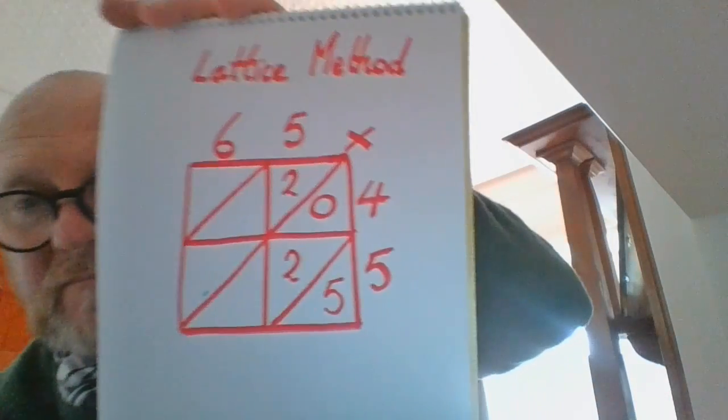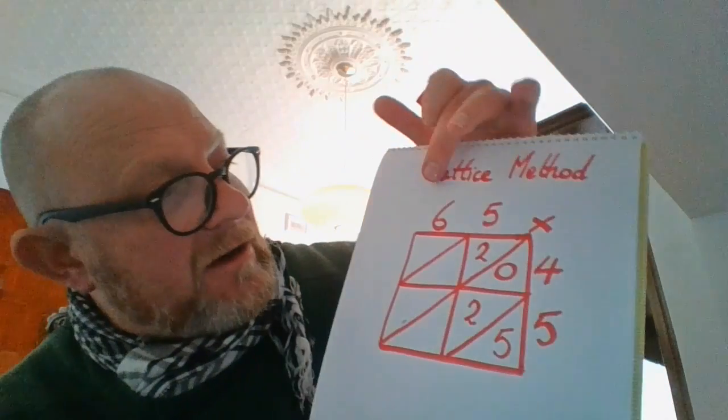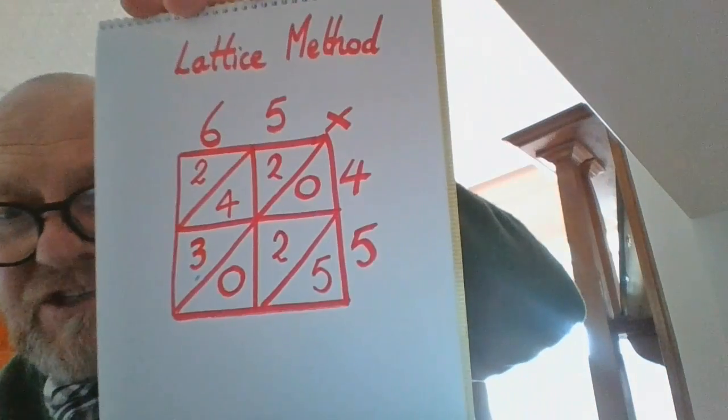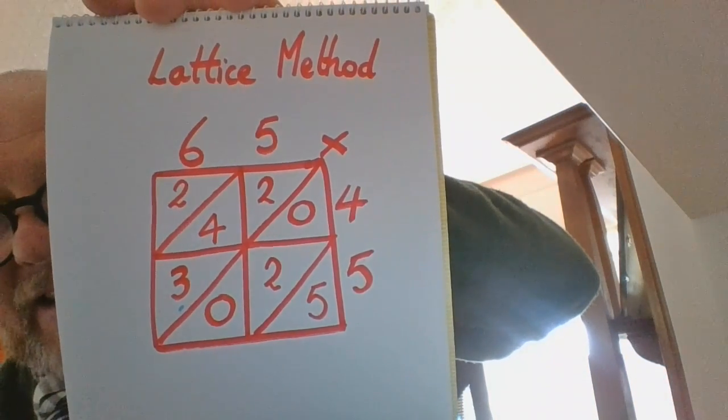And that will go there. Then you go across. 6 times 4 is 24. And 6 times 5 is 30. Once you've filled your grid, it should look like this. Then we add diagonally. And I'm going to represent that with a blue arrow.